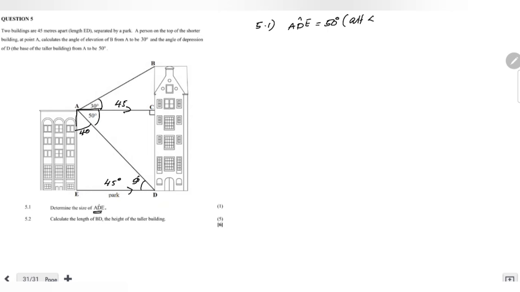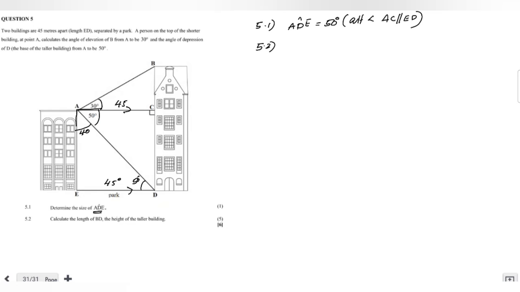The reason is AC is parallel to ED. Even if you write only 50 degrees, you will get the 1 mark because it's only a 1 mark question. If you didn't write the reason, still fine. Then 5.2, that is the important question. You have to calculate the length of the taller building, that is BD.